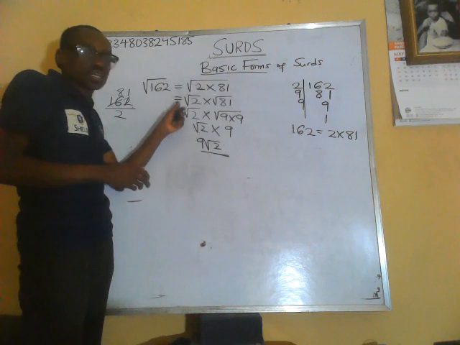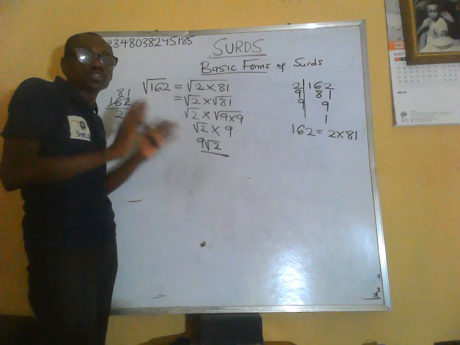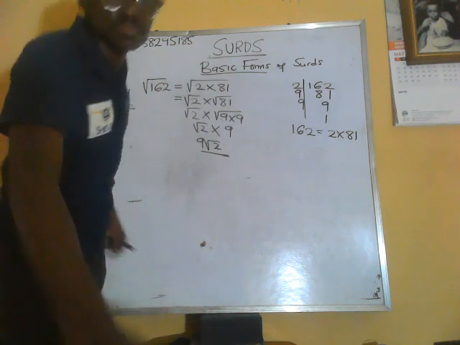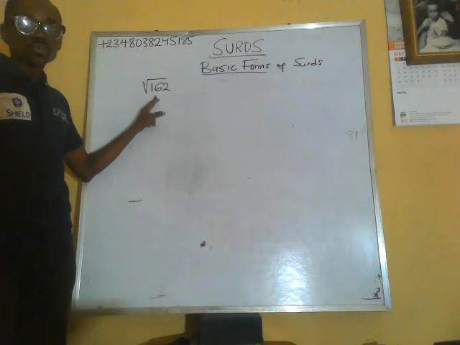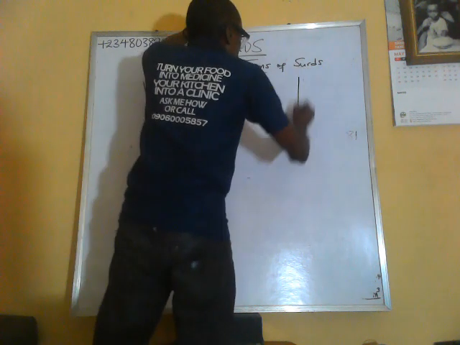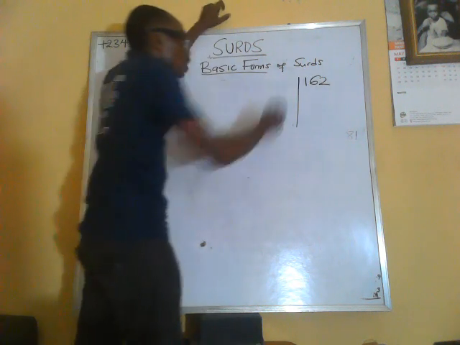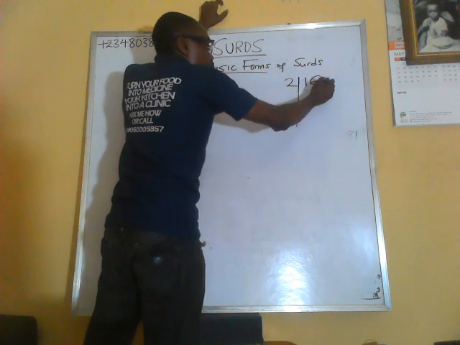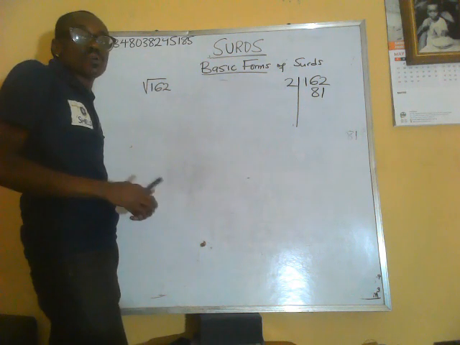So I'm going to do it again using another method so that you can choose the one that is easy for you to understand. I want to go from root 162 and write this in the basic form, using a factor method. We have 162. 162 is even, so that means 2 can go in it. 2 in 16 is 8. 2 in 2 is 1. 81. 2 can't go in 81 anymore because it's odd now.